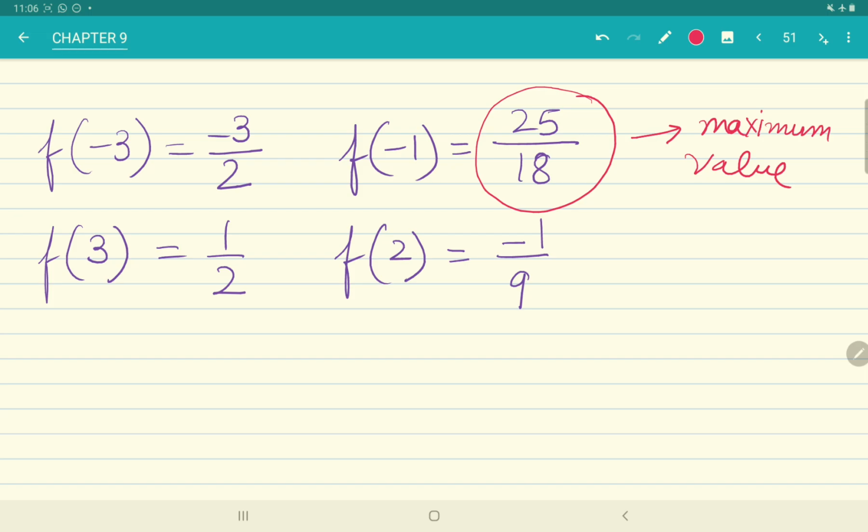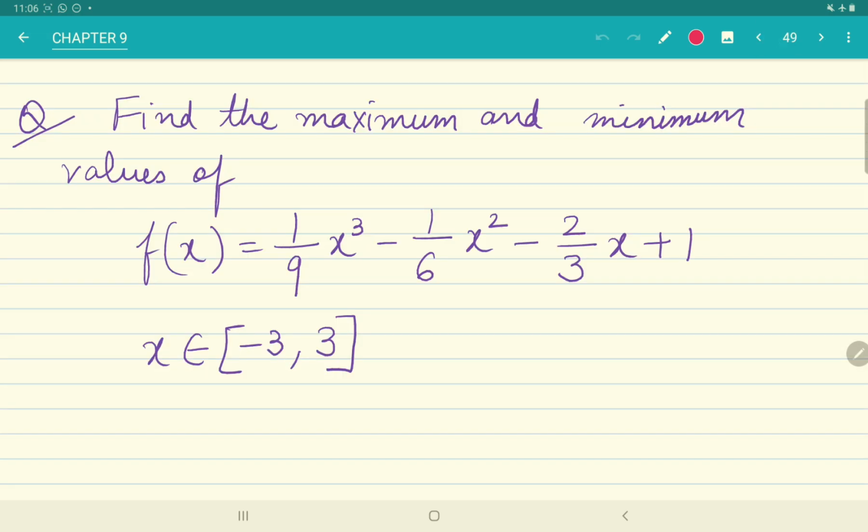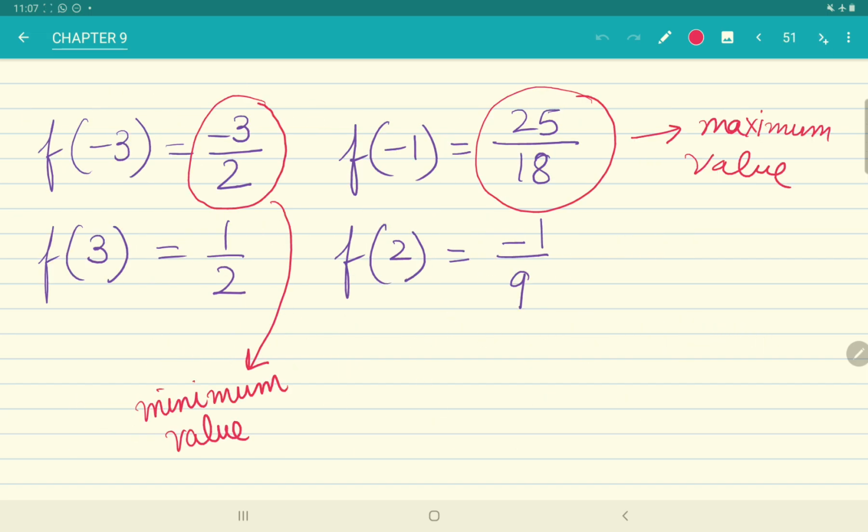And the smallest function value would be the minimum value. So the smallest function value we have is this. This is the minimum value. So we are now done with this question, and the question was to find the maximum and minimum values of this. So the maximum value is 25 by 18 at x is equal to minus 1. The minimum value is minus 3 by 2 at x is equal to minus 3.